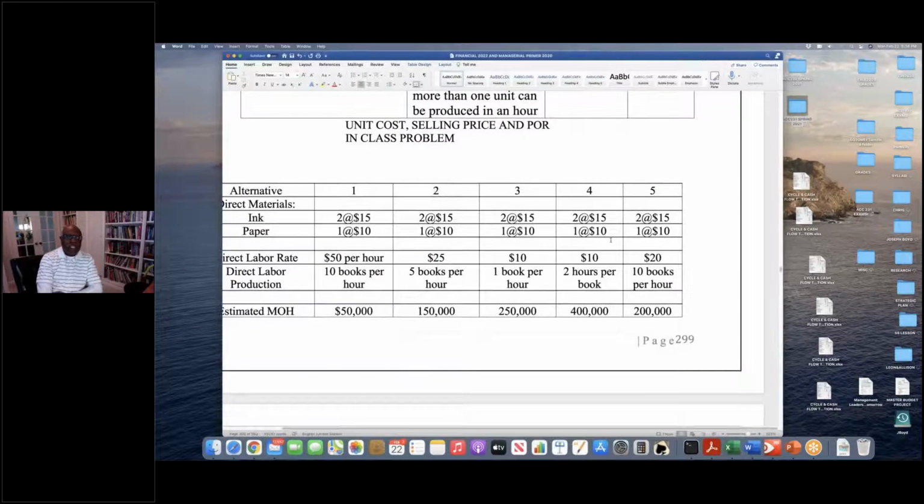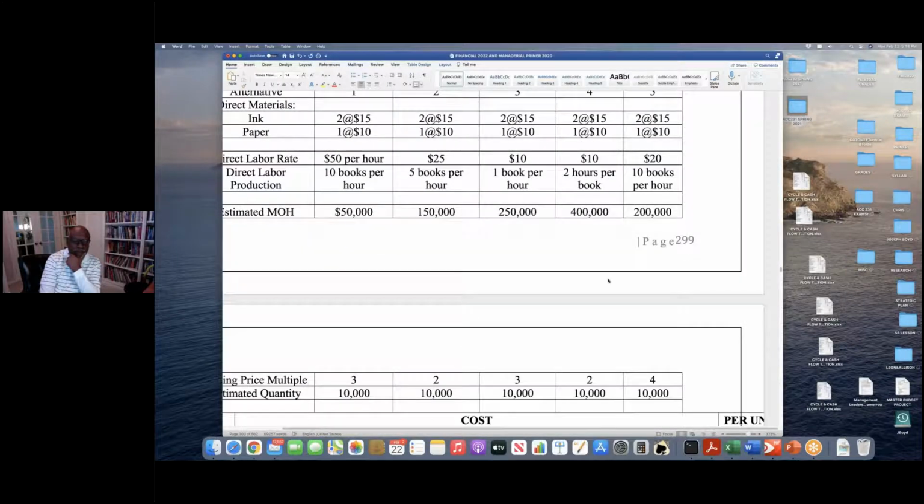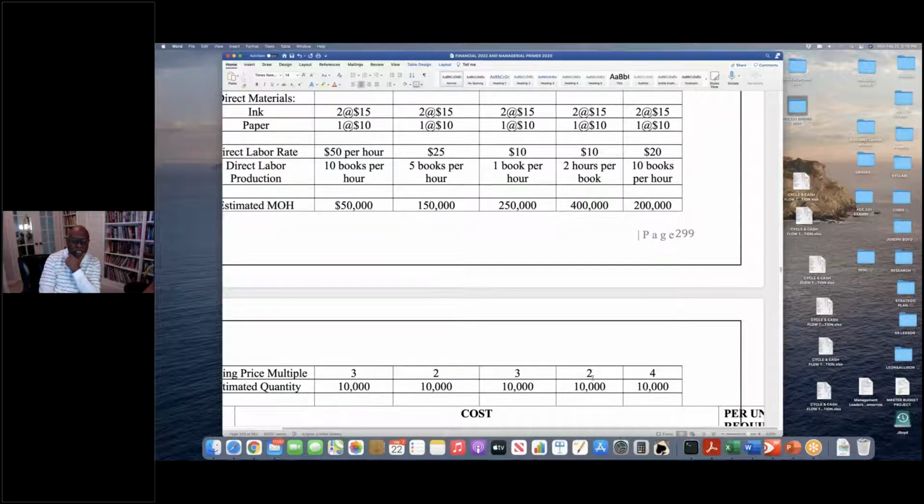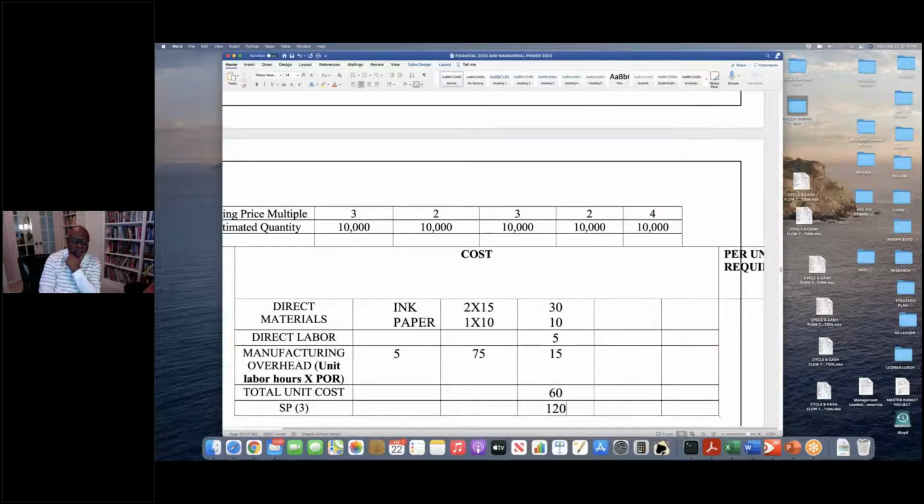Yeah. So in 4, ink is 2 at 15, paper's 1 at 10, no change. The direct labor rate is $10 an hour, but they can make 2 hours per book. Overhead is 400,000. Quantity is 10,000. Selling price multiple is 2. So I want to know the same things: total cost and selling price. Okay? Same thing.